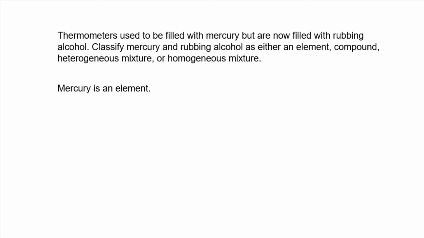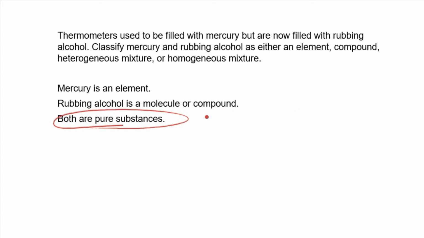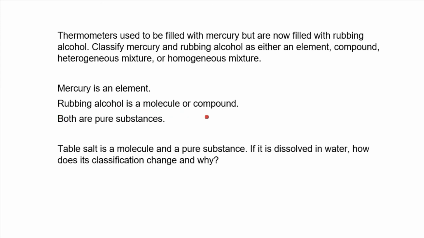Rubbing alcohol, on the other hand, is not found on the periodic table, so it is definitely not an element. Now we need to decide, is it a compound or is it some kind of mixture? If you have a thermometer in your house, it is probably a digital thermometer, so you may have less real-world experience with thermometers filled with rubbing alcohol. But rubbing alcohol is a molecule or a compound. Now, both mercury and rubbing alcohol are pure substances. Neither are mixtures.